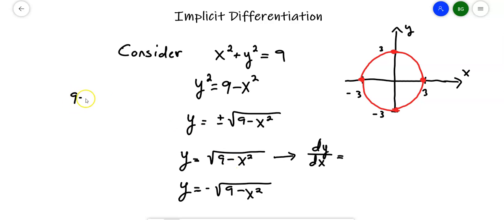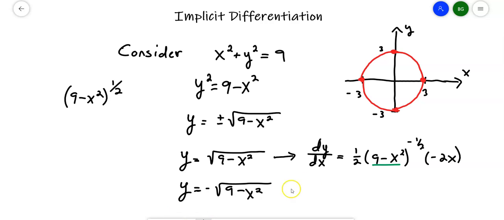First of all, let's remember that we could write this like this. And so we could just use the power rule with a little bit of chain rule. So it's going to be 1/2 (9 minus x squared) to the negative 1/2 by power rule. And now I need to take the derivative of the inside because of chain rule. And that's going to be minus 2x. So that's kind of fortunate. So we get a little cancellation there. And so dy/dx is going to equal negative x over the square root of 9 minus x squared.